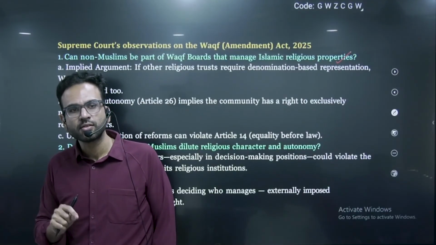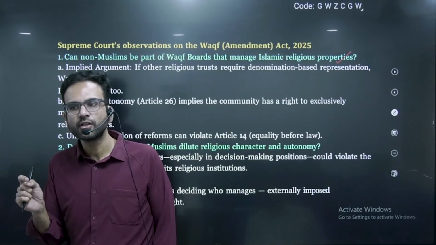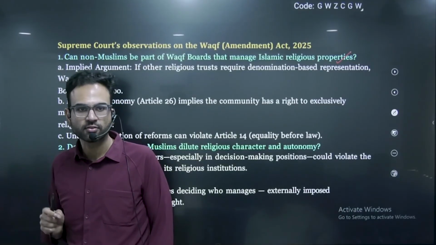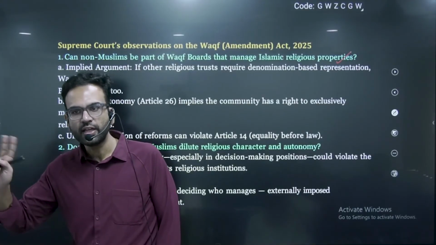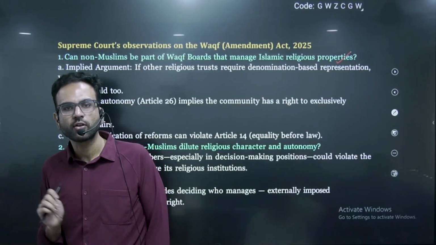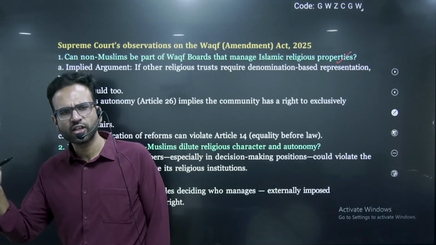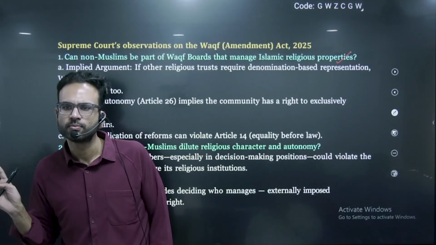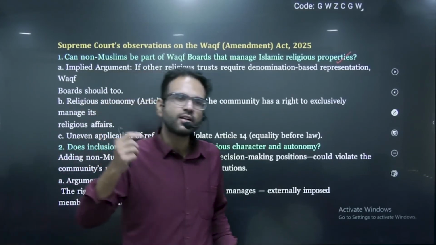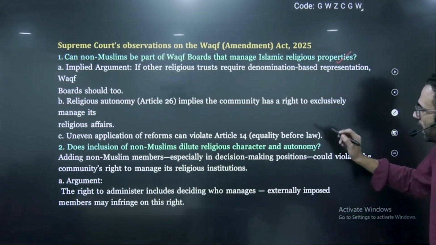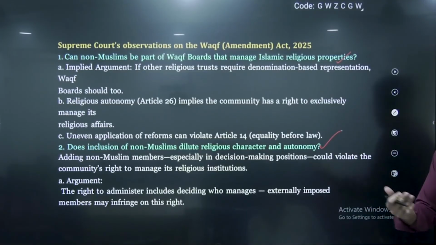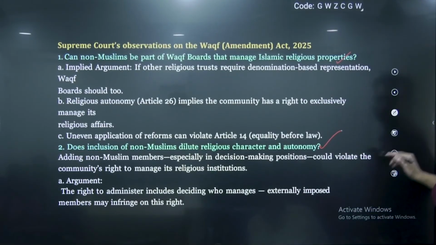Why is it like this? The very design of the Constitution says separation of powers, checks and balances. So each of them is a check and balance on the others. The judiciary will act as a check on the executive and vice versa. So in this context, the Supreme Court asked, will it dilute religious autonomy?